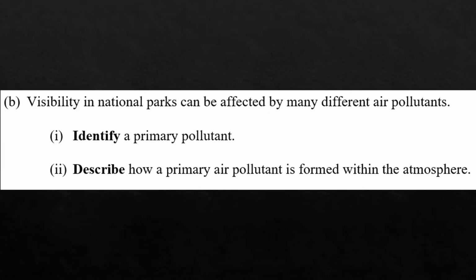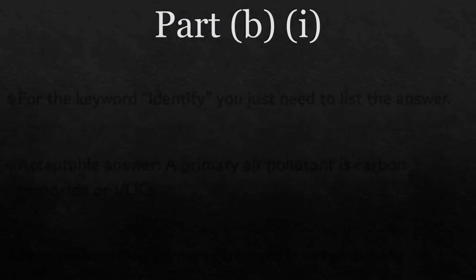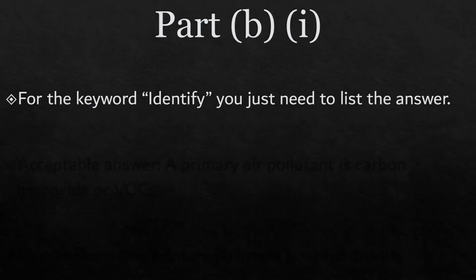Next part of the FRQ: visibility in national parks can be affected by many different air pollutants. Number 1, identify a primary pollutant. Number 2, describe how a primary air pollutant is formed within the atmosphere. This would be considered a Googleable type question, y'all. And College Board mentioned that those types of questions won't be on the AP exam. You can Google this and definitely get an answer.